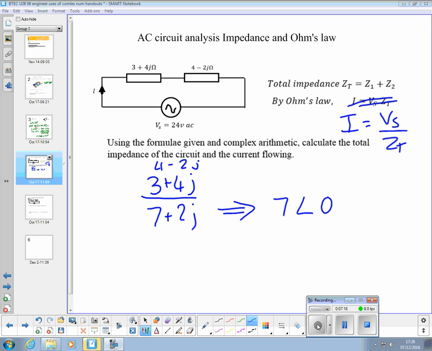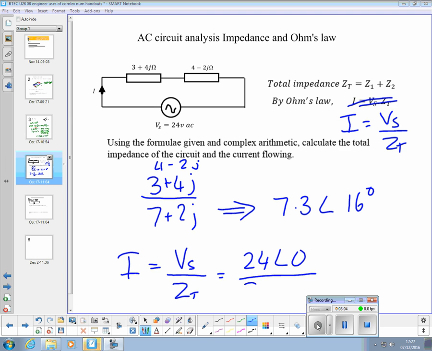That 0.24 sounds like you got your calculator in radians to me. That was 7.28, 7.28 angle 16 degrees. I'm going to go 7.3 with that. And then we can do I is equal to Vs over Zt, which is 24 angle 0 divided by 7.3 angle 16, which equals 3.3 amps angle minus 16 degrees.